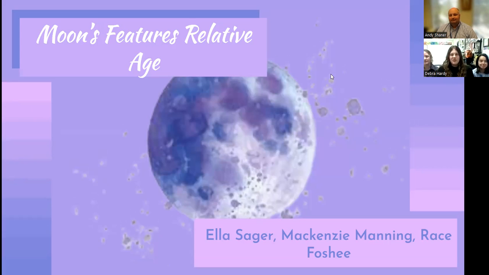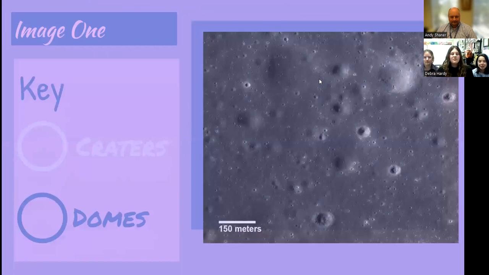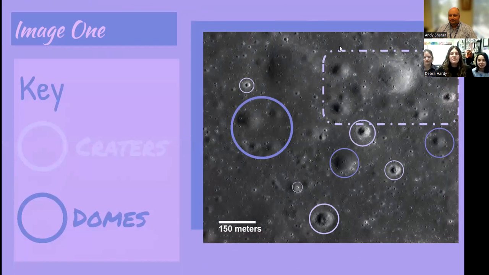And this is our Moon Features Relative Age project. In the first image, the outline portion is our enhanced image that we decided to do more in-depth research on, which Ella will go over in the next slide. The lighter circle color is craters, or things in the picture we have decided are craters, and the darker purple are domes.